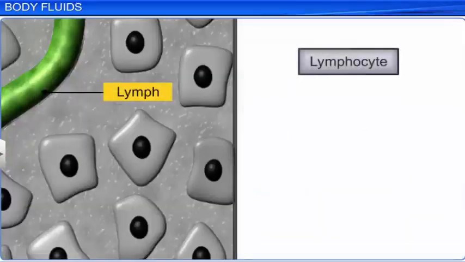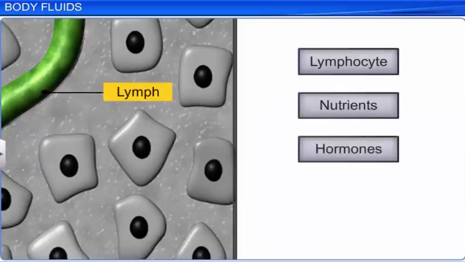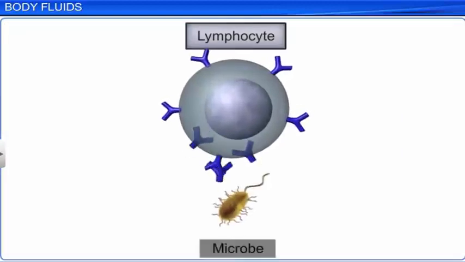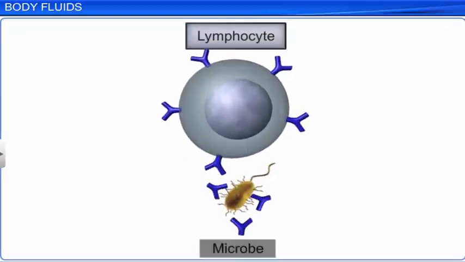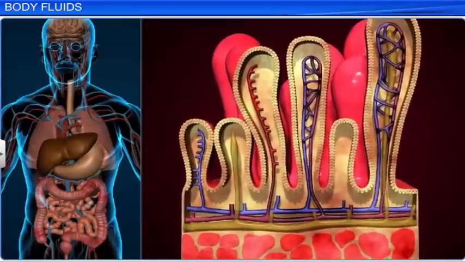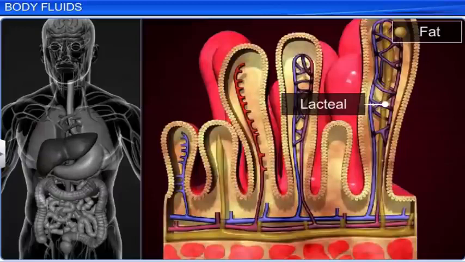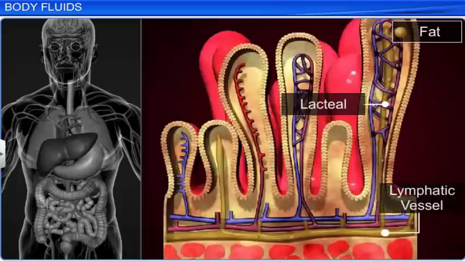Lymph is a colorless body fluid that contains lymphocytes, nutrients, hormones, and proteins. Lymphocytes in the lymph help the body fight microbes such as viruses and bacteria. Lymph also plays a major role in the absorption of fat through lacteals in the intestinal villi, where the absorbed fat is drained into lymphatic vessels.